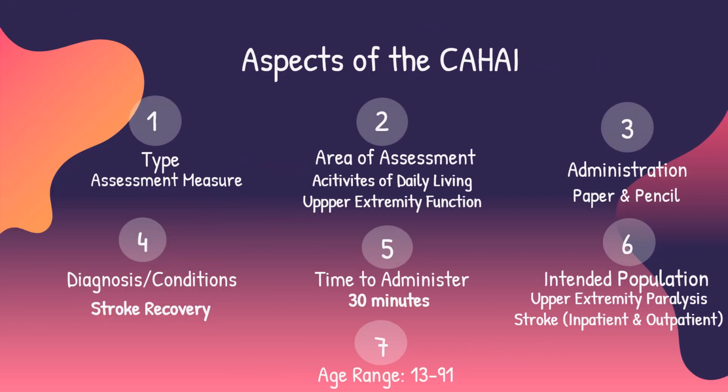So now in this slide, we're going to talk about aspects of the CAHI. As I mentioned before, it's an assessment measure. It assesses activities of daily living and upper extremity function. In order to administer this assessment, you would need paper and pencil. The diagnosis/condition for this assessment is stroke recovery, but it's not limited to clients with stroke. It would take about 30 minutes to administer. The intended population for this assessment would be upper extremity paralysis and stroke, inpatient and outpatient. And the age range for this assessment would be 13 years of age to 91 years of age.